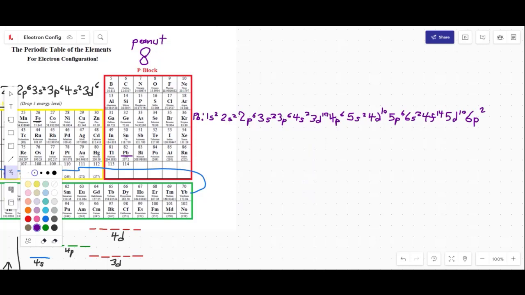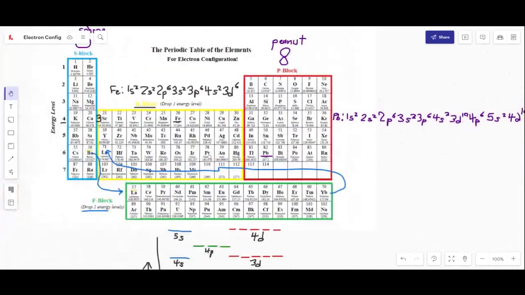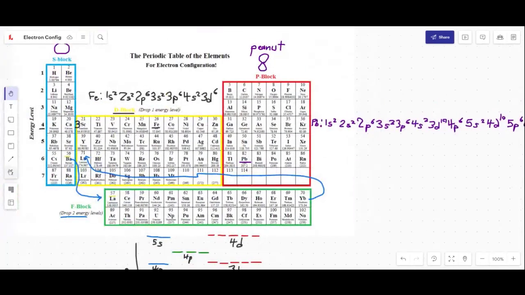But there is an easier way. It's called condensed electron configuration. You don't have to write out that whole monstrosity. Instead, you can go from the previous noble gas. So this is called condensed electron configuration or noble gas notation. So let's write the electron configuration of lead with noble gas notation.